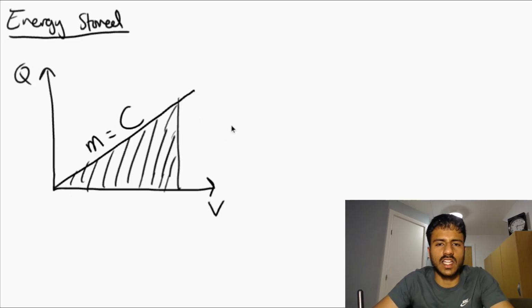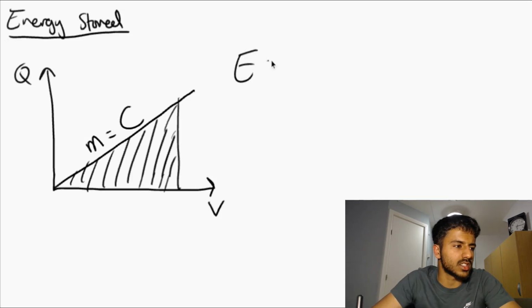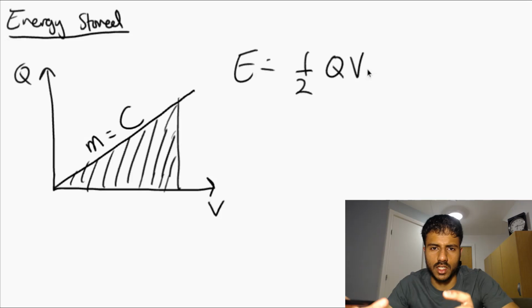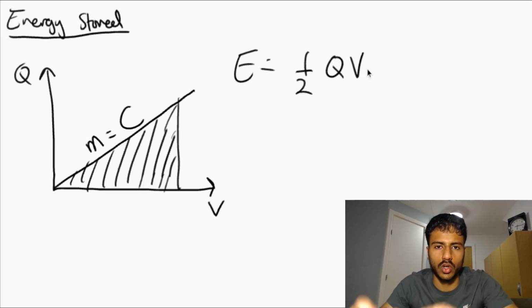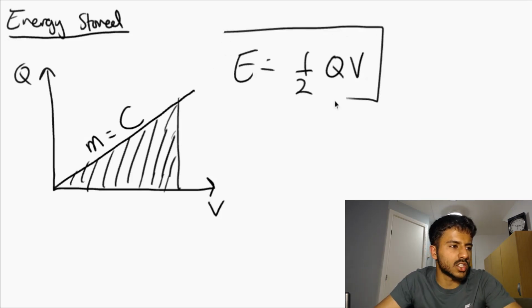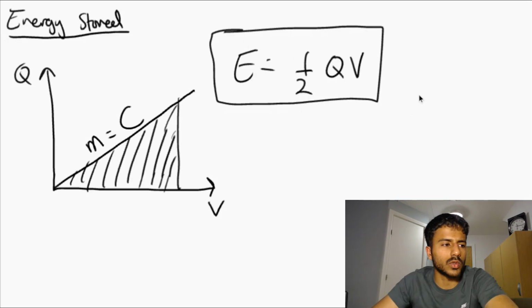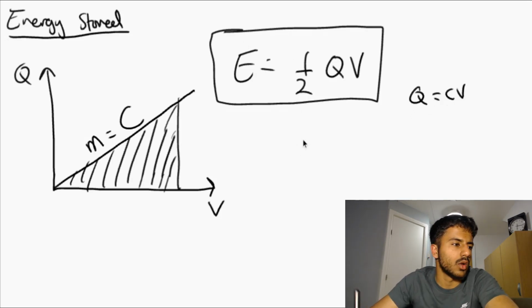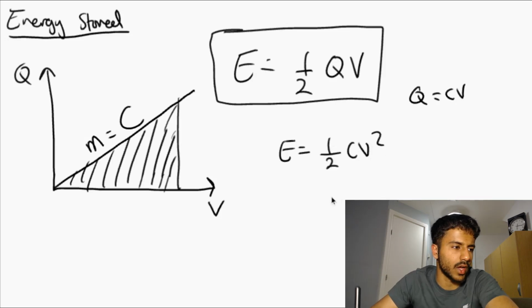And you can see that this is clearly a triangle, so the energy stored is equal to a half times the voltage applied across the capacitor times the charge stored on it. So this is the equation for the energy stored on a capacitor. And because we know that Q is equal to CV, we can also get variations on this equation such as E is equal to a half CV squared, or E equals a half Q squared over C.